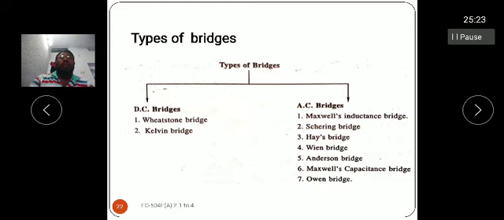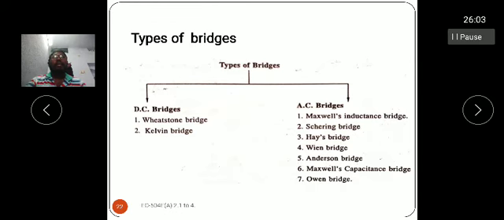And here we are classifying the different types of bridges in the form of a chart. The types of bridges are divided into two types, AC bridges and DC bridges. In the AC bridges, the current is in the form of alternating current, that's why the bridge is called an AC bridge. In the AC bridges, we are using the detector. In the DC bridges, we are using the galvanometer.